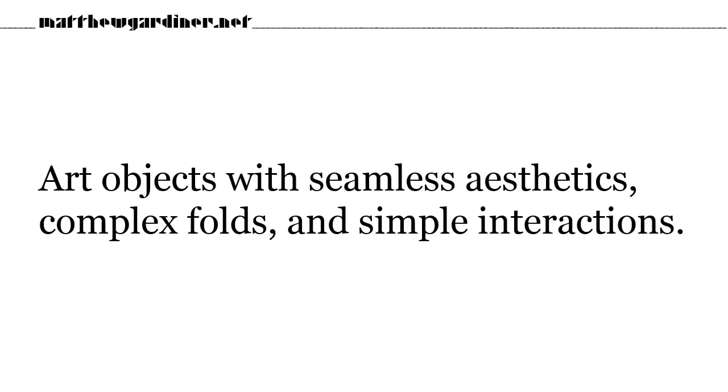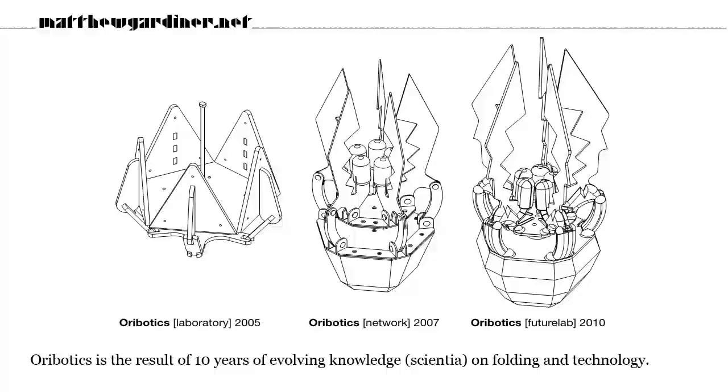They're art objects with seamless aesthetics. This idea of seamlessness, something perfectly made which has no beginning and no end. It has to have complex folds, though the interactions must remain simple. You can see here that orobotics is a result of 10 years of evolving knowledge. So these are the various types. You can actually see here a kind of simple evolution of technologies as they became accessible to an artist. Laser cutting again, and finally to 3D printing. So you see the shift between 2007 and 2010 was where companies like Shapeways became available, where I could very easily get a product made.